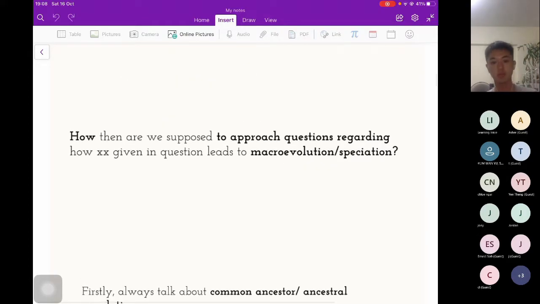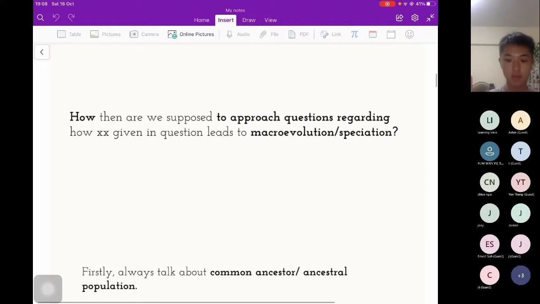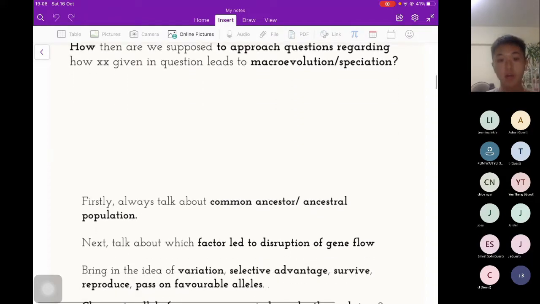How are we supposed to approach questions regarding how a certain factor given in the question leads to macroevolution or speciation? These are just some general steps, not the exact model answer. I'll go through the general steps, then I'll show you the proper answer. Firstly, we talk about the common ancestor, because we go back to the definition of evolution. We need descent with modification from a common ancestor. Always talk about your common ancestor, your ancestral population.